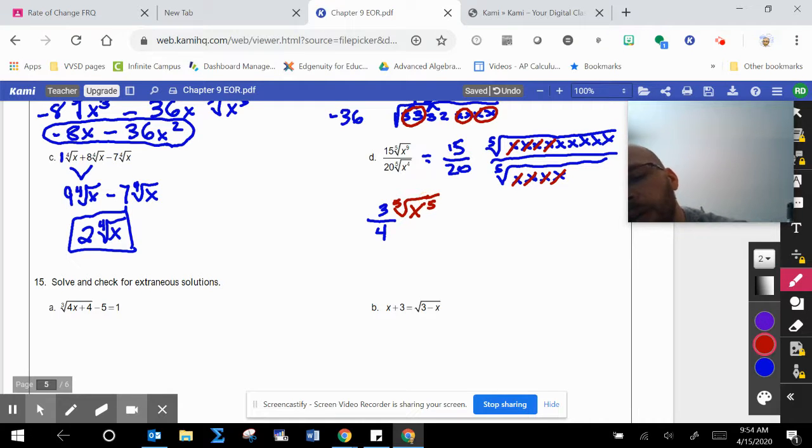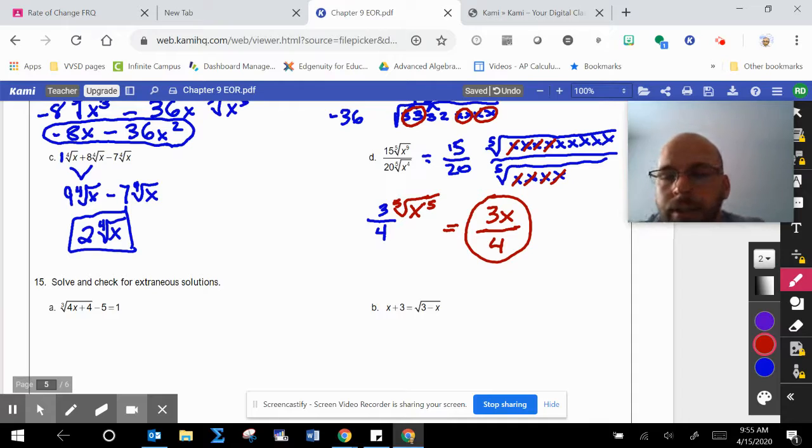to the fifth power. Now, if you look at that, you can reduce that. I have the fifth root of x to the fifth. That should be a red flag because in order to reduce a fifth root, you need groups of 5, and I have a group of 5. I have 5 x's. So this would just become the final answer of 3x over 4. Okay, and that would be my answer.